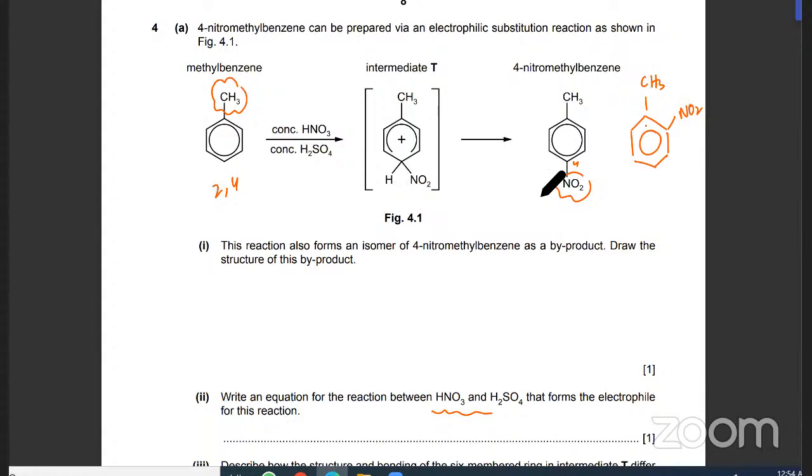So first, how is it different? This carbon over here is making 4 bonds. What type of hybridization is this? sp3. And when it is sp3, what is the shape and bond angle? Tetrahedral, with bond angles of 109.5 degrees, and it's making 4 sigma bonds.